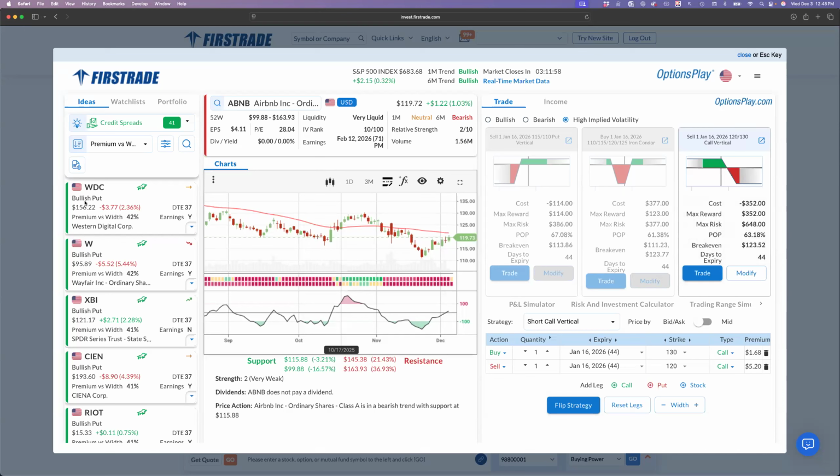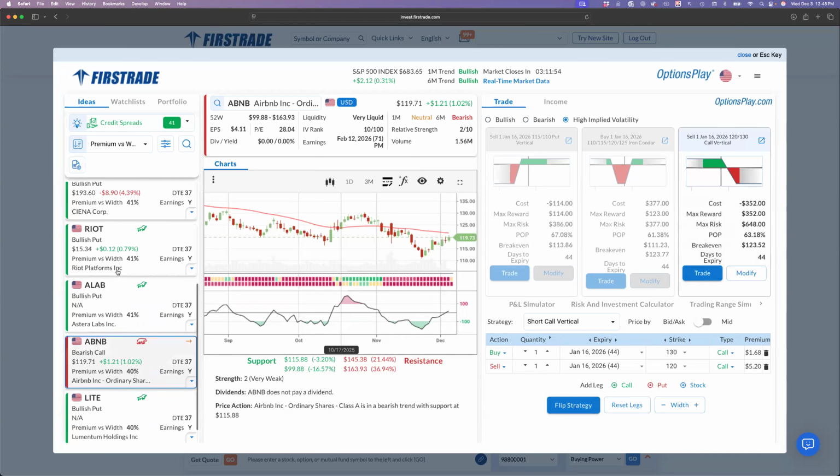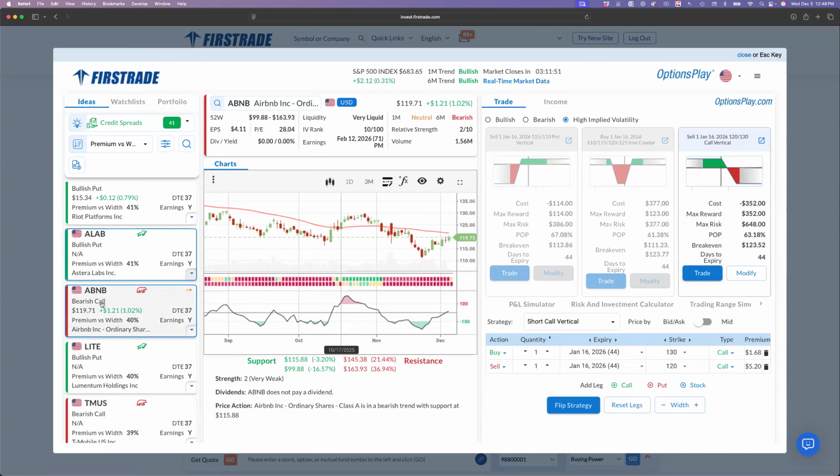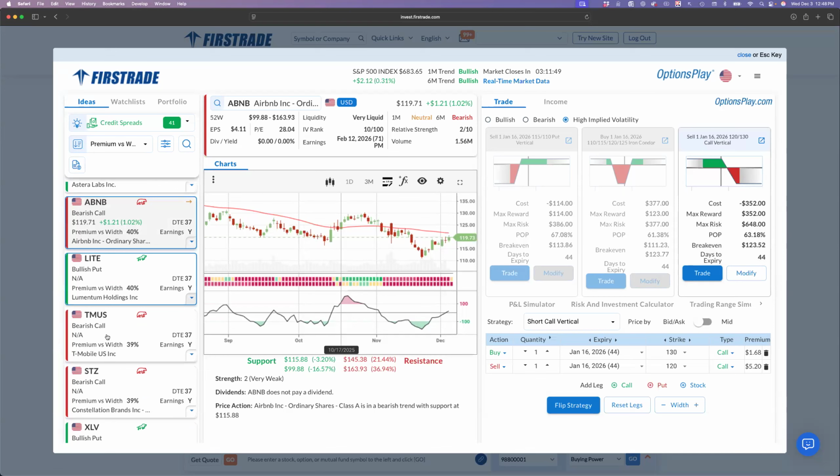So for example, you see it'll say WDC bullish put, bullish put, bullish put, and then if you look at Airbnb, it'll say bearish call, right? So it automatically does the work for you of selecting the appropriate calls and puts, the expiration dates, and even the strike prices. Great question.